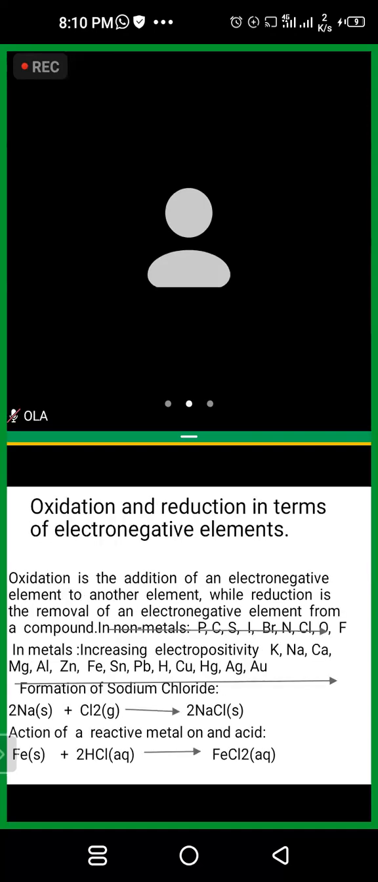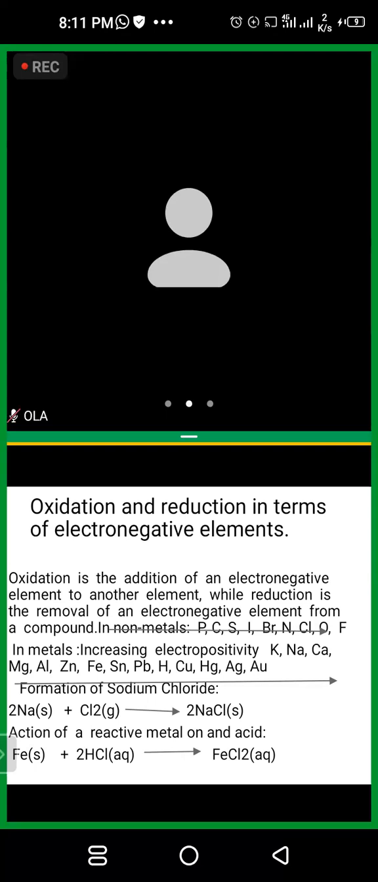Now, that will take us to the next definition: oxidation and reduction in terms of electronegative elements. For electronegative elements, oxidation is the addition of an electronegative element to another element, while reduction is the removal of an electronegative element from a compound. Now, what are electronegative elements? All non-metals are electronegative.